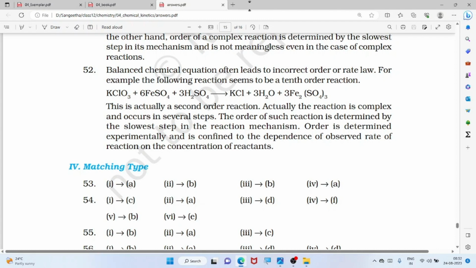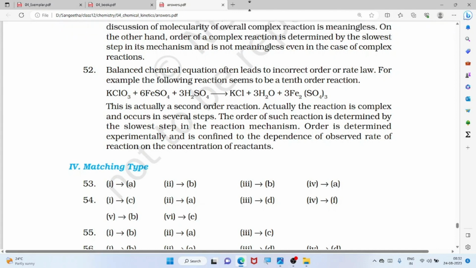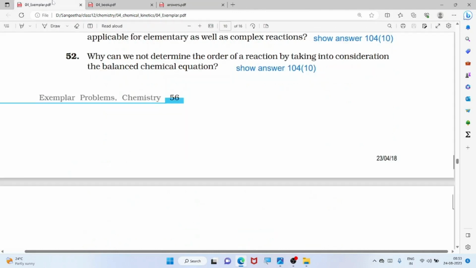Okay, this is actually a second order reaction. Actually, it happens in many steps. The reaction is complex and occurs in several steps. The order of such a reaction is determined by the slowest step in the reaction mechanism. So the order is determined experimentally and is confined to the dependence of the observed rate of the reaction on the concentration of the reactants. Okay, 52.